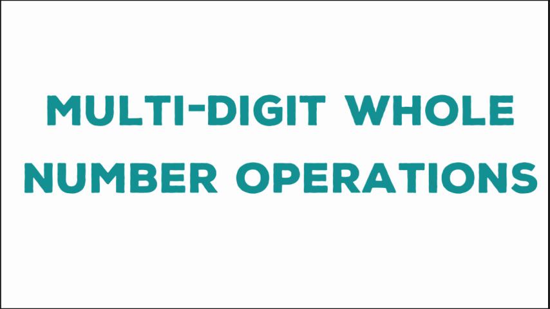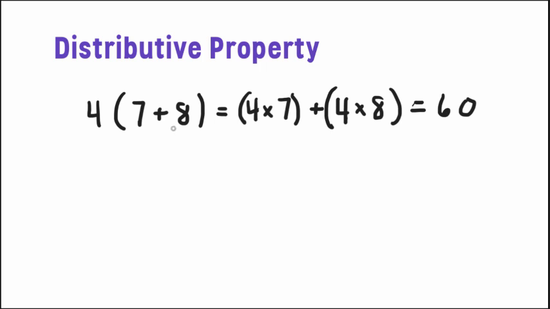Talking about multi-digit whole number operations. Previously, we talked about the distributive property, which says that we can distribute a number. For instance, in this case, the 4. When we have 4 times 7 plus 8, which would be 4 times 15, we could actually distribute the 4 to the 7 and the 8 individually and do 4 times 7 plus 4 times 8, which would give us 60 still. This would be 28. This would be 32. Add them together, you get 60.